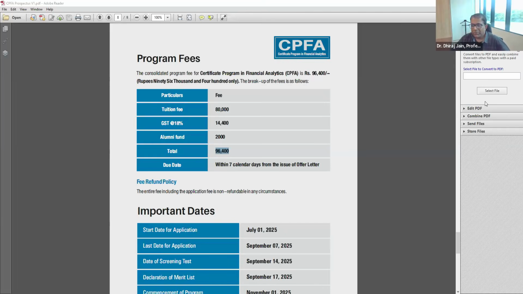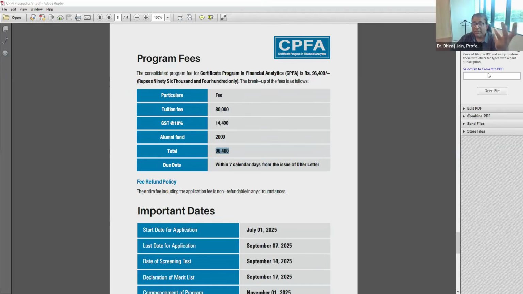What's the viability of this course in the market? What do you mean by viability of the course? The course is on data analytics, the core of financial analytics. And financial analytics is huge. Finance is huge.